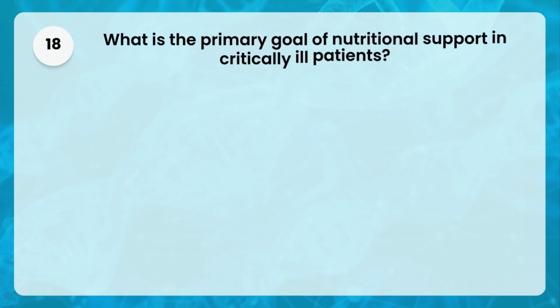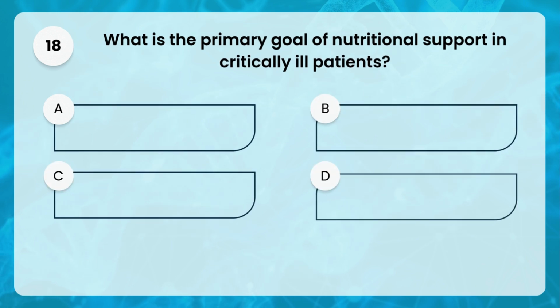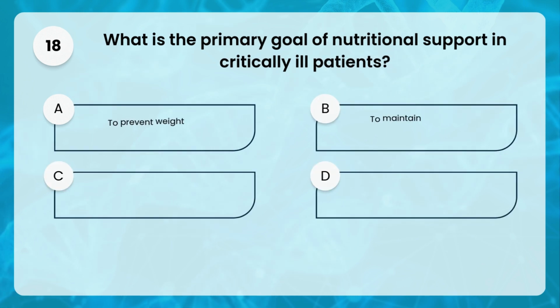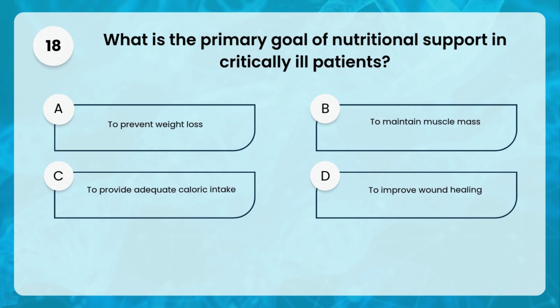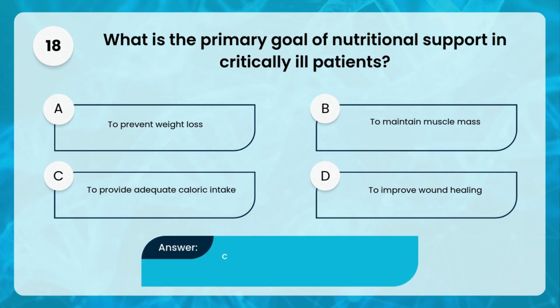18. What is the primary goal of nutritional support in critically ill patients? A. To prevent weight loss. B. To maintain muscle mass. C. To provide adequate caloric intake. Or D. To improve wound healing. The answer is C. To provide adequate caloric intake.